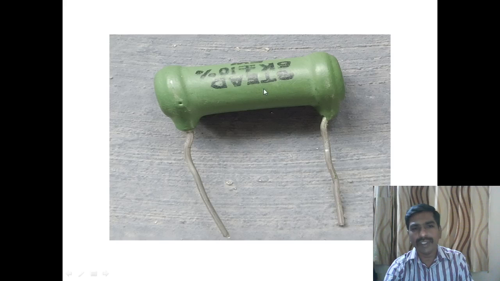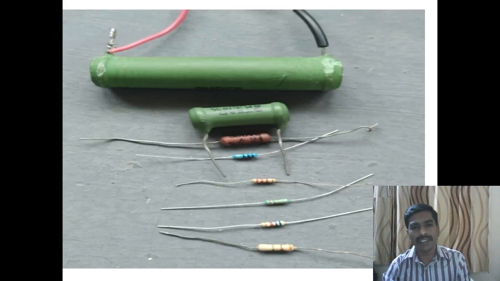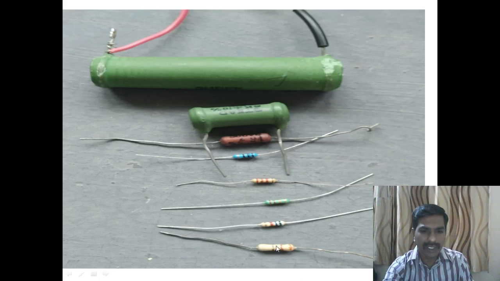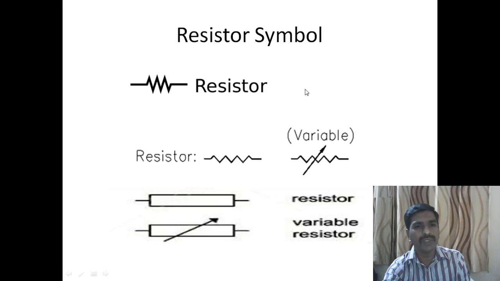The size of the resistor increases. And here it's a 25 watt resistor. The more the power, the more the size of the resistor increases. These are all the different sizes. It's a comparison: you can see it's a small size, and the size keeps on increasing as the power rating increases. These are all the resistors we use in our laboratory.